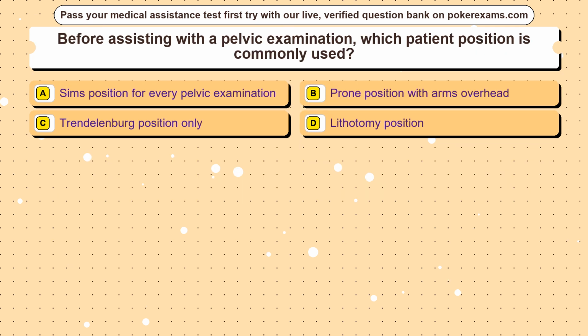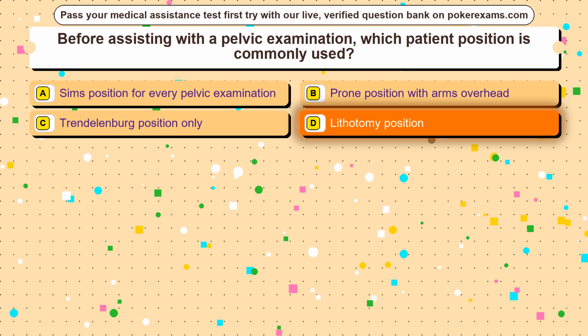Question 55. Before assisting with a pelvic examination, which patient position is commonly used? Option A, Sims position for every pelvic examination. Option B, prone position with arms overhead. Option C, Trendelenburg position only. Option D, lithotomy position. The correct answer is option D, lithotomy position.